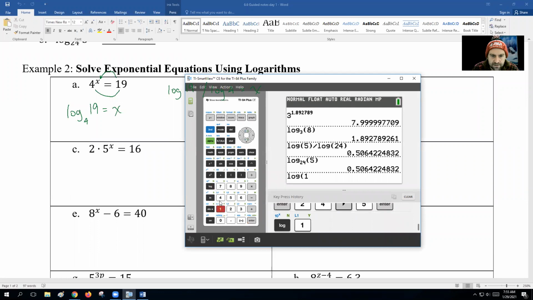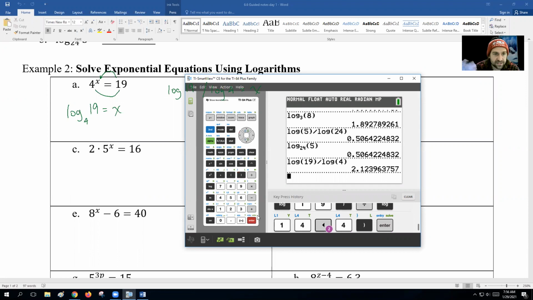Log 4 of 19 divided by log 4. There we go. And we said it's going to be in between 2 and 3, so we get an answer. And we're going to round to the fourth decimal place. So we got 2.1240 when we round is what x would equal.